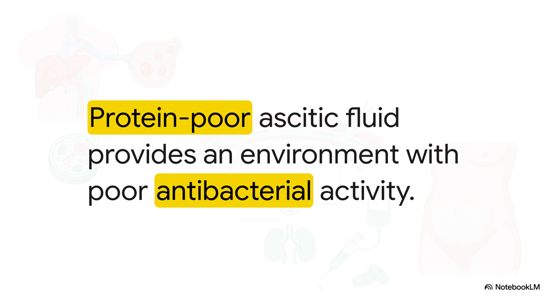And while we're on the topic of the fluid itself, we've got to talk about infection risk. Ascitic fluid in a patient with cirrhosis is extremely protein poor. We're talking usually less than 15 grams per liter of protein. Why does that matter? Because crucial immune proteins, things like complement and immunoglobulins, are missing. The fluid is basically a defenseless swimming pool. Bacteria from the intestines can easily cross right over into it and just multiply like crazy. This leads to a really dangerous condition called spontaneous bacterial peritonitis, or SBP. And that's exactly why these specific, high-risk patients require prophylactic antibiotics just to survive.